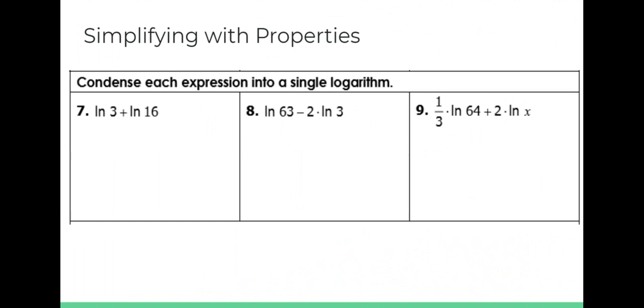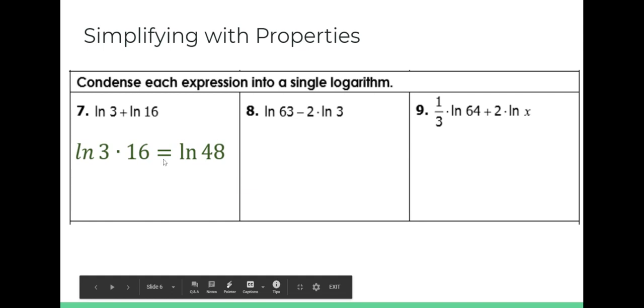Condense each expression into a single logarithm. Number 7, we have the natural log of 3 plus the natural log of 16. This tells me that I'm going to be using the product rule. To use the product rule, I have to multiply 3 and 16. 3 times 16 is 48. So my answer is the natural log of 48.